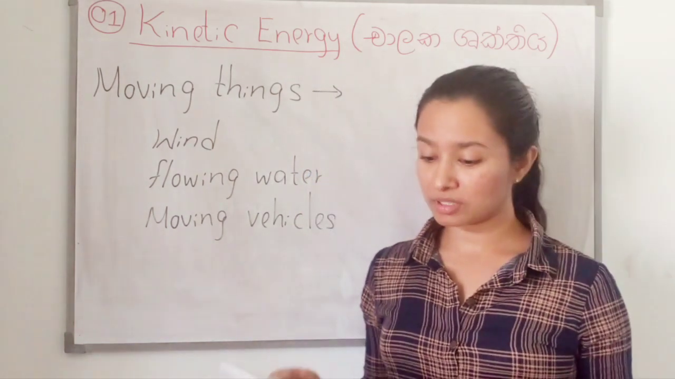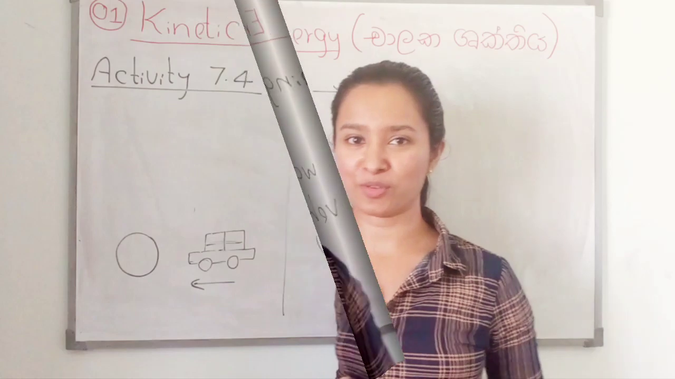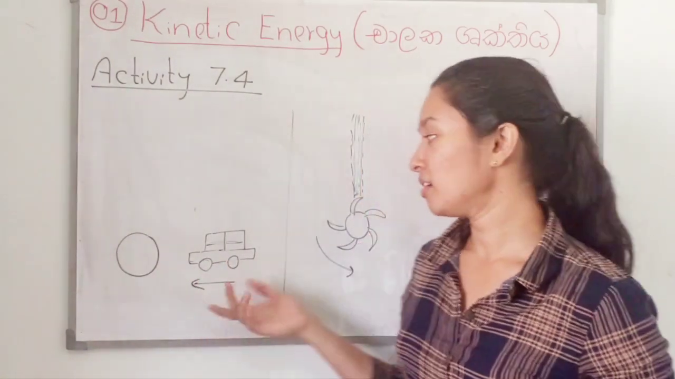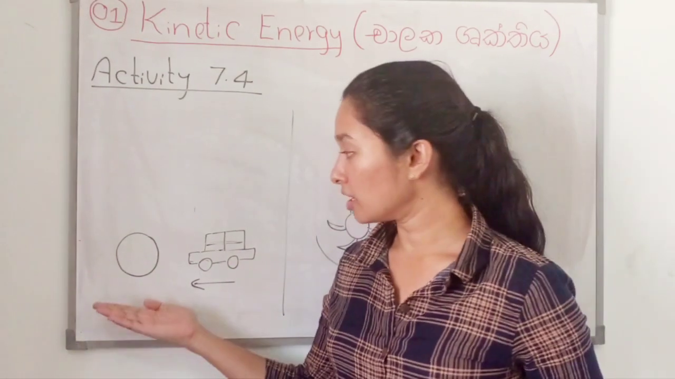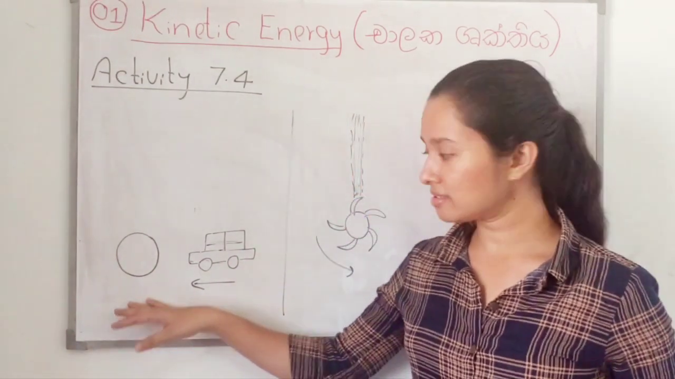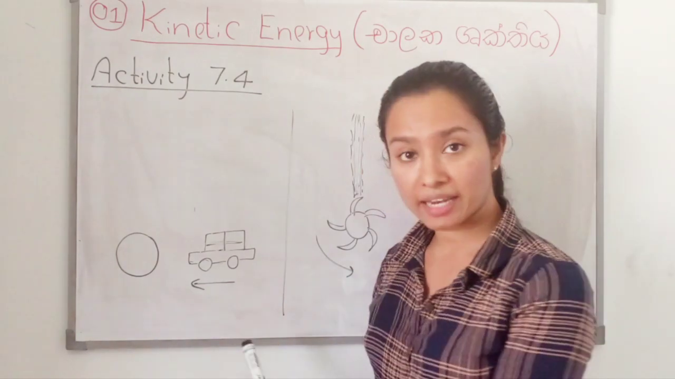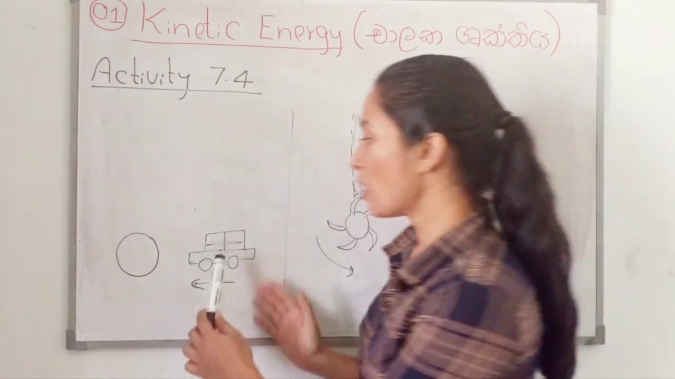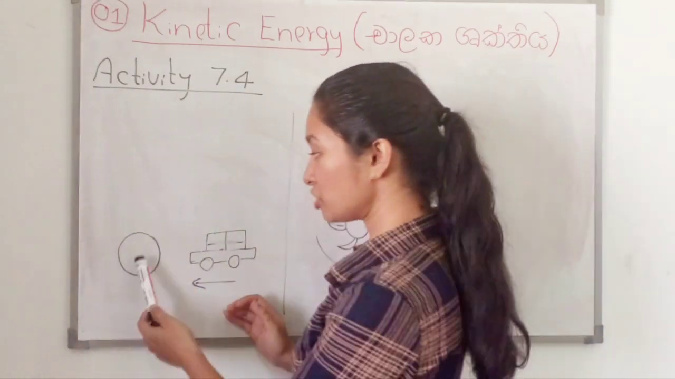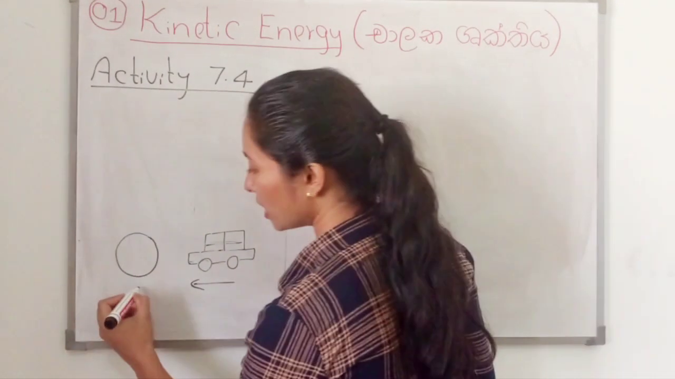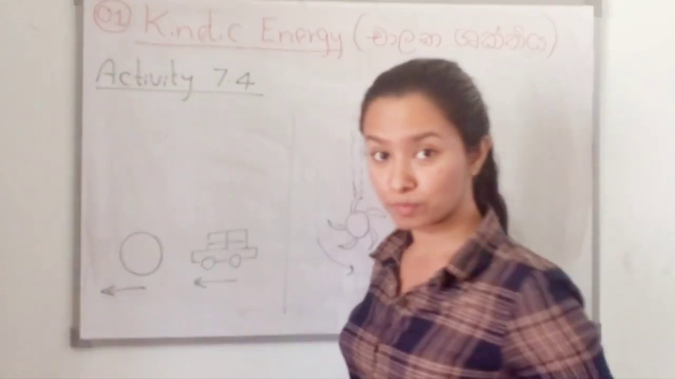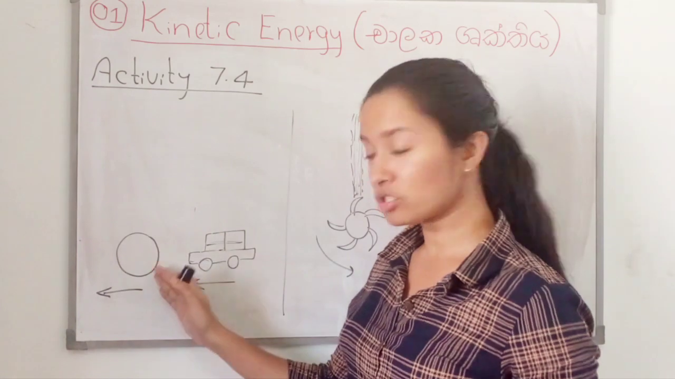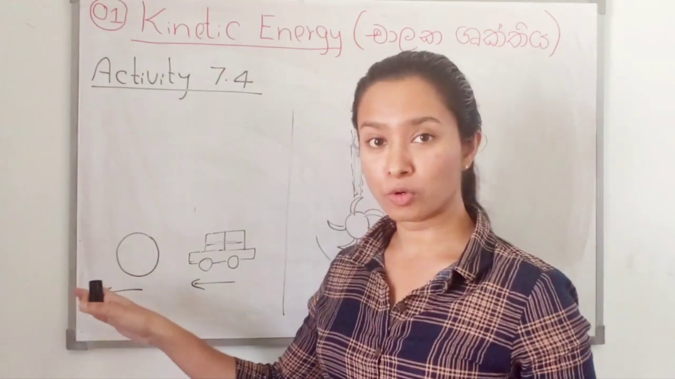So, we have to do activity 7.4. You need a ball and this toy car. Then you have to keep the ball in some place and we have to send this toy car towards the ball. So, you can see when the toy car touches this ball, the ball is moving. When the toy car touches it, the ball is moving.